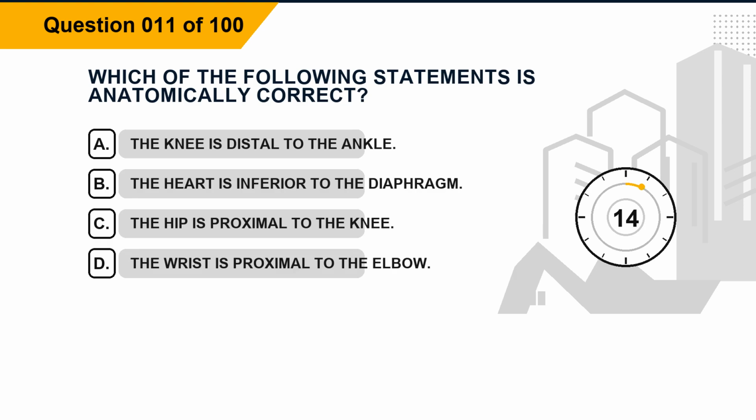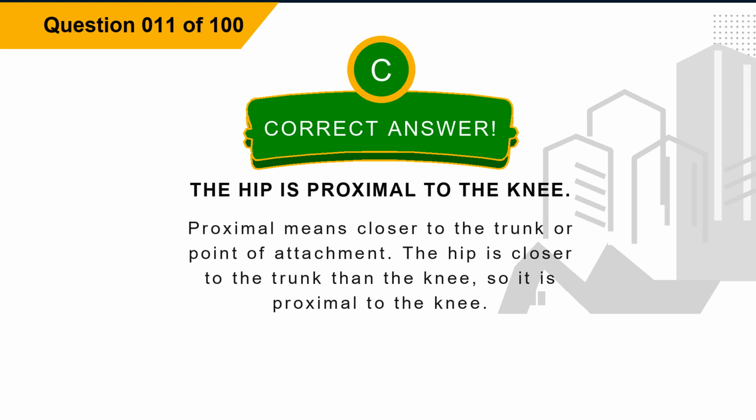Question 11. Which of the following statements is anatomically correct? Option A. The knee is distal to the ankle. Option B. The heart is inferior to the diaphragm. Option C. The hip is proximal to the knee. Option D. The wrist is proximal to the elbow. The correct answer is option C.